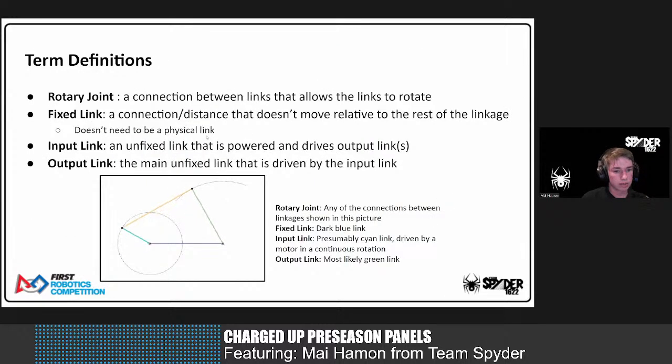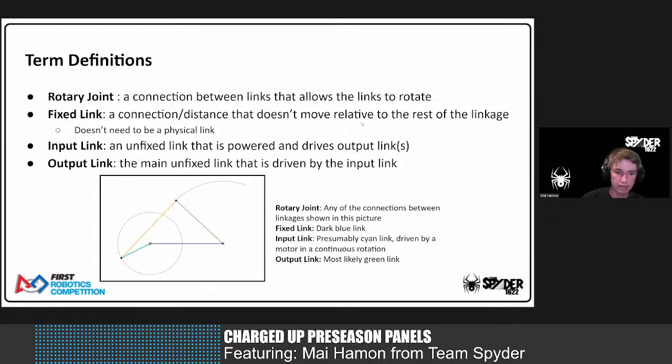Here are some of the term definitions that we're going to be using. A rotary joint is any connection between two or more links that allow them to move relative to each other. This is the most common joint, and although there's a sliding joint, which we're not going to be covering here, all of our linkages are going to be made up solely using rotary joints.